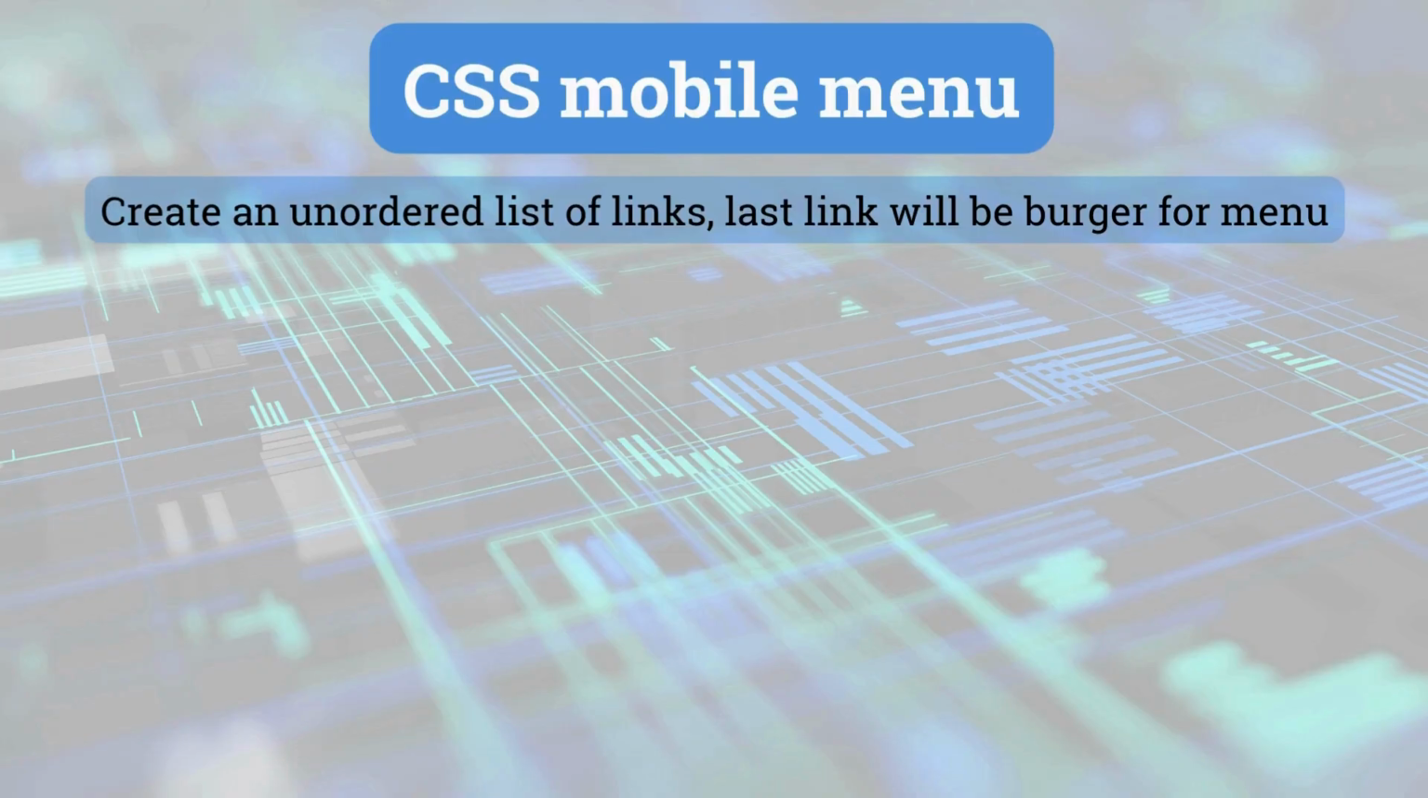The last link will be the burger for the menu. This is what you see on many modern website apps where you can see three little lines on the top right corner on mobile. You click them and the menu expands down.